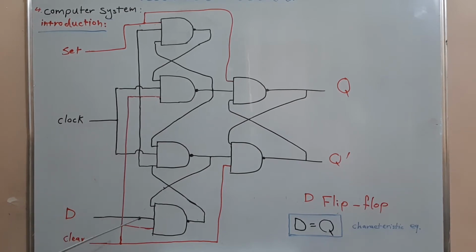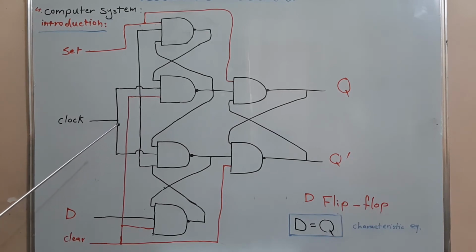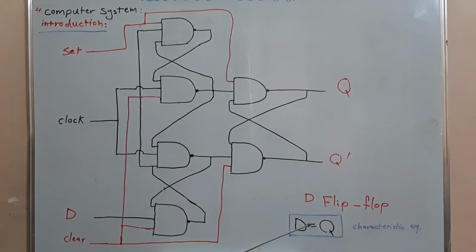It's basically composed of 6 NAND gates bound to each other in the manner shown in this diagram. It has 4 inputs and 2 outputs. The name positive edge triggered means that this flip-flop will change its state at the beginning of each clock cycle. And the characteristic equation of that flip-flop is this, which is Q equals D.